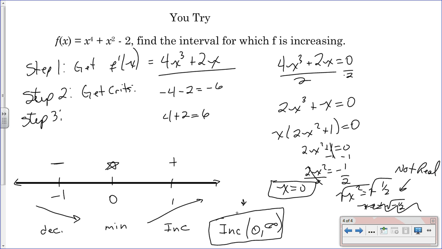All right, so make sure you are answering the question at hand, because if you would have told me on a test that 0 was a minimum, I would have said good job, but that's not what I asked. All right, so make sure this one said find the interval. The interval is 0 to infinity.